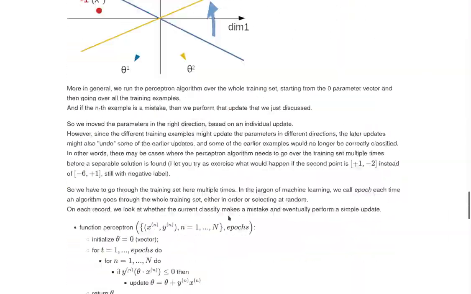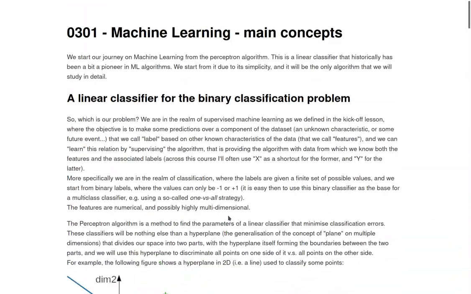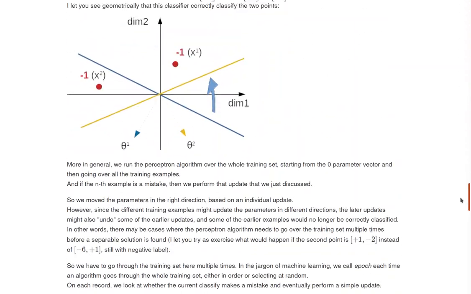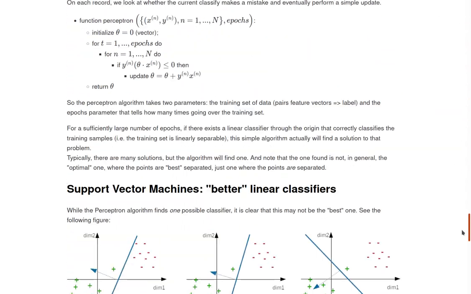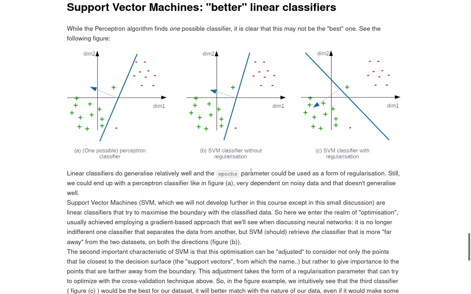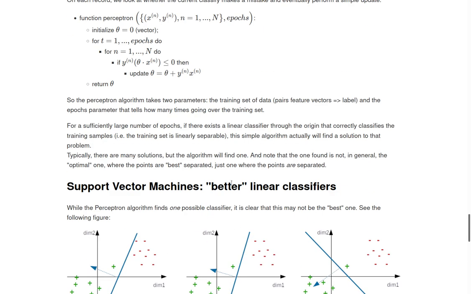So here is the overall presentation of the main concepts of machine learning algorithms, and we can now go on and implement in Julia the perceptron algorithm and perform a little bit of cross validation.